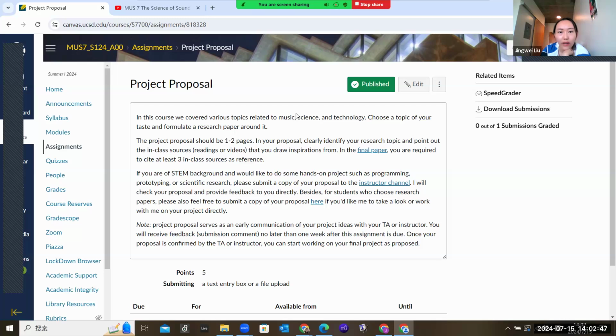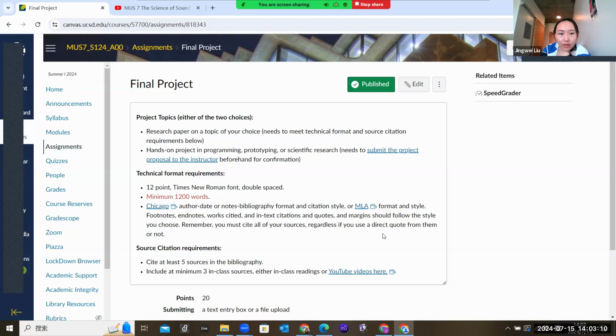Okay, so yeah, I think I addressed this in our first lecture. So I think you can just read through this description. It should be pretty clear, and let me know if you have more questions. Okay. So your final paper will have some other requirements here. And also you can choose to do some projects like hands-on project programming, things like that.